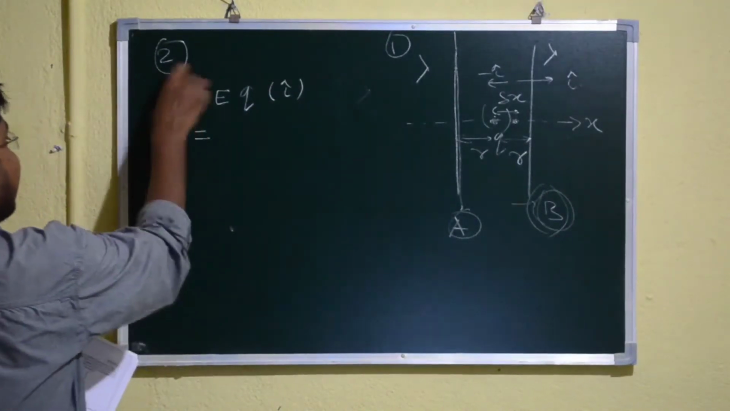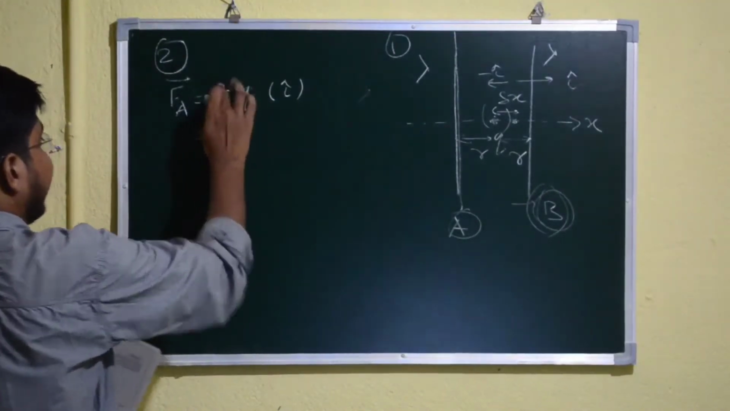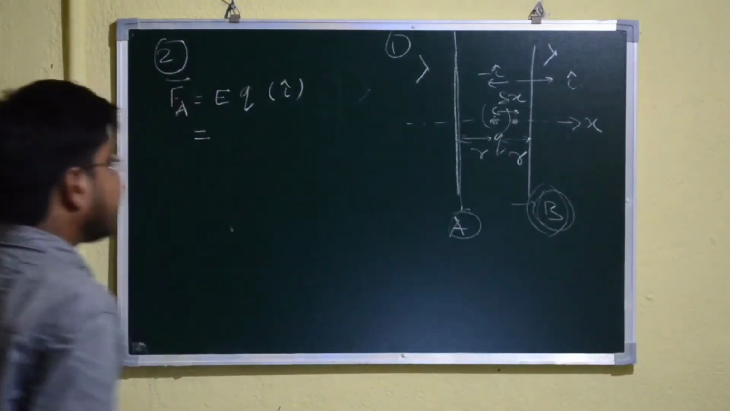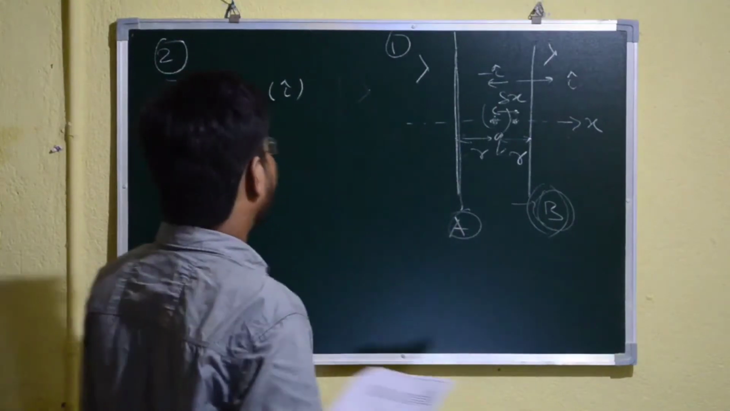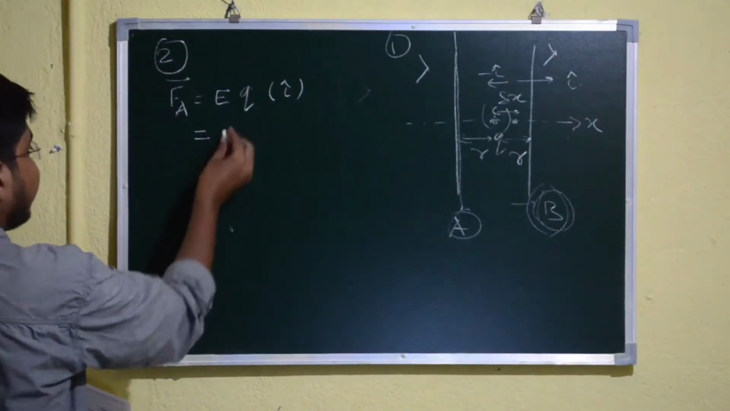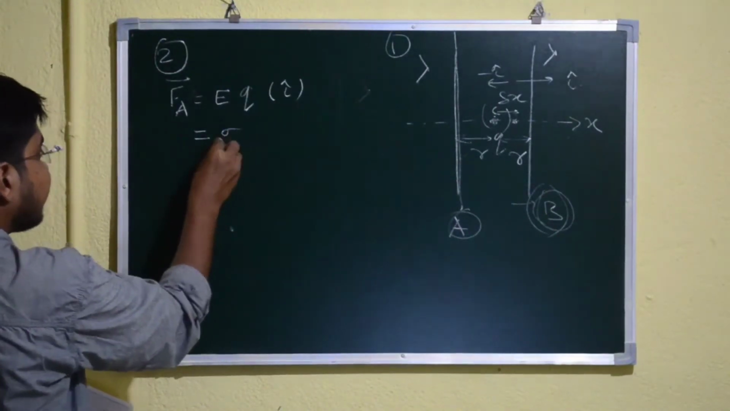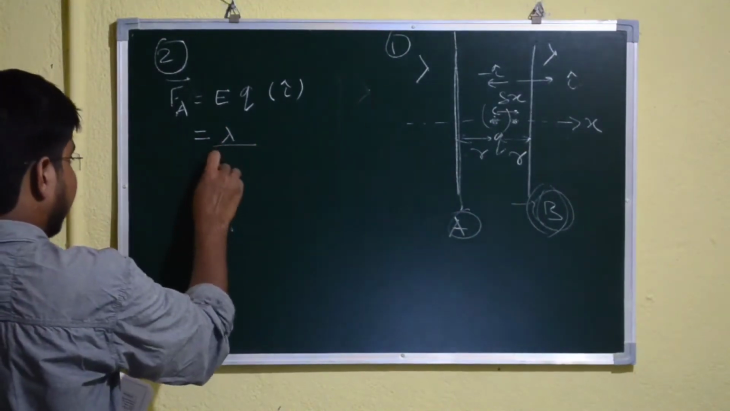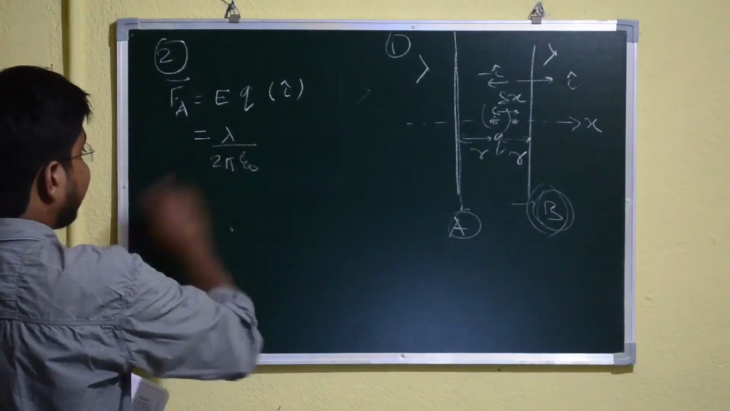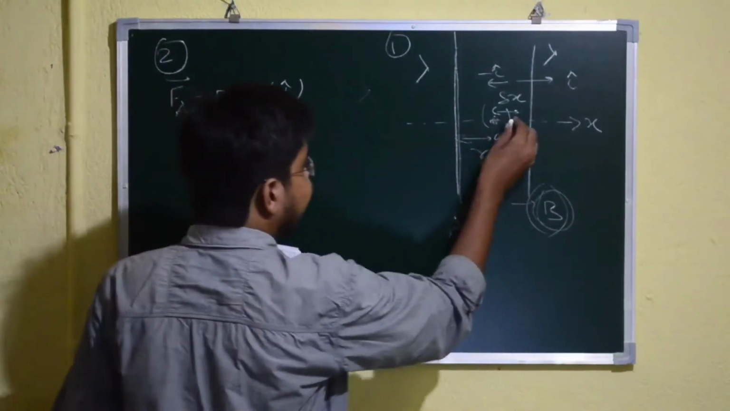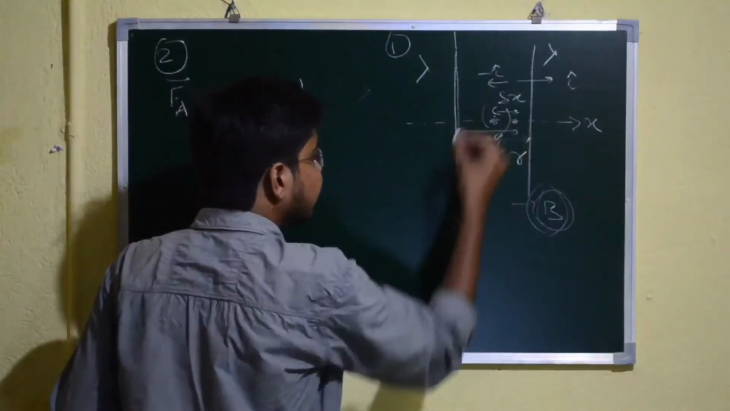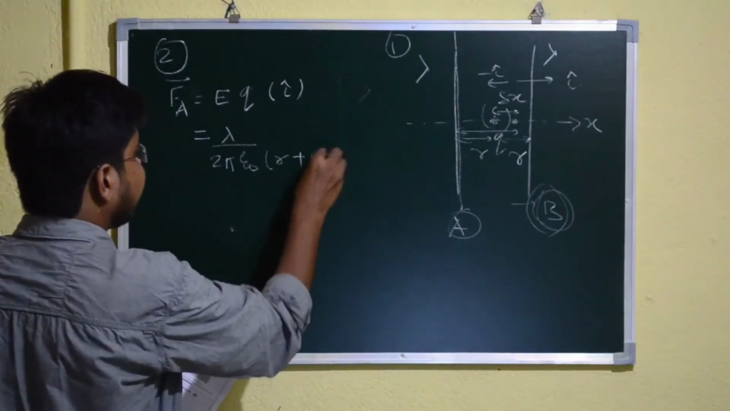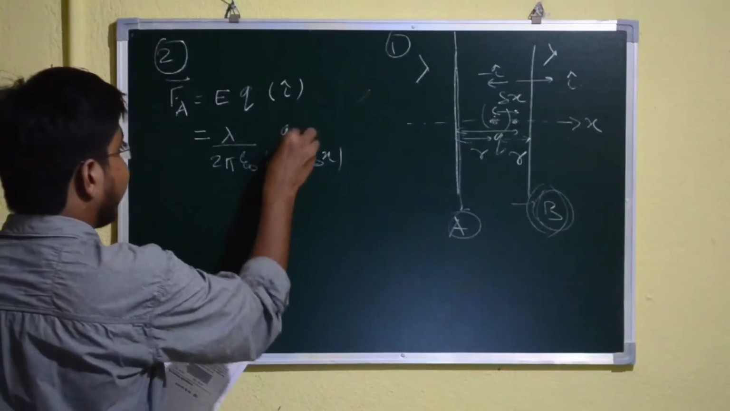Now what is the electric field? The electric field at this point, as we know, the electric field due to an infinitely long wire is lambda by 2 pi epsilon naught x. In this case x is r plus delta x, so it is lambda by 2 pi epsilon naught times r plus delta x, times q I cap.